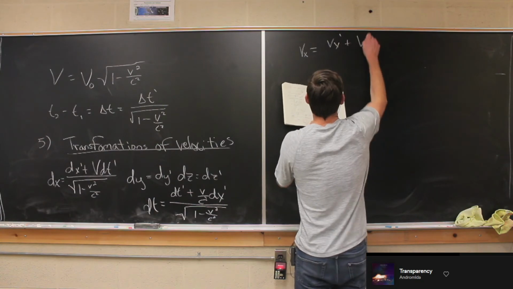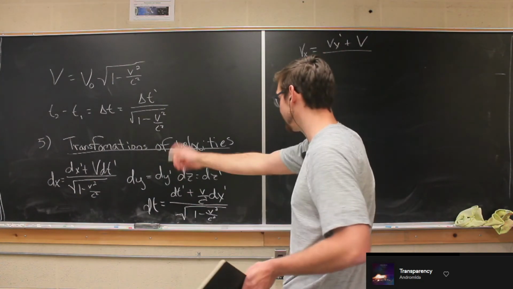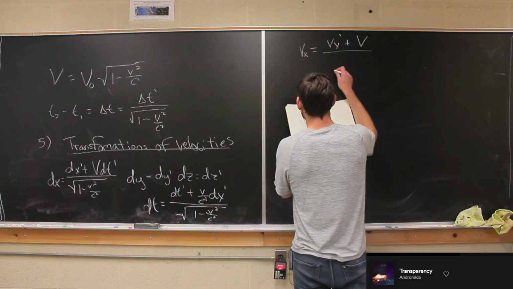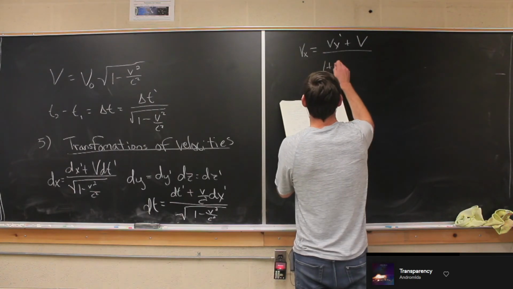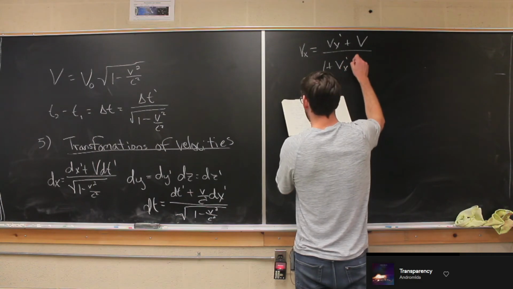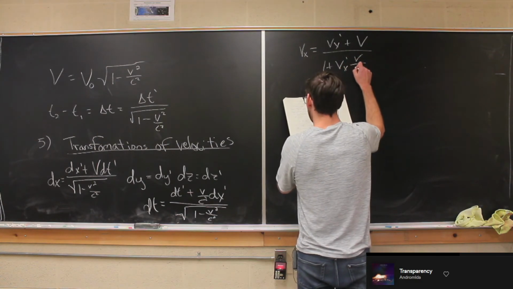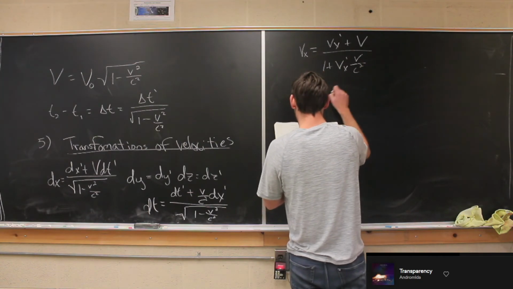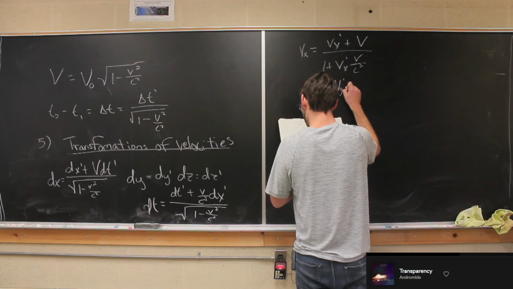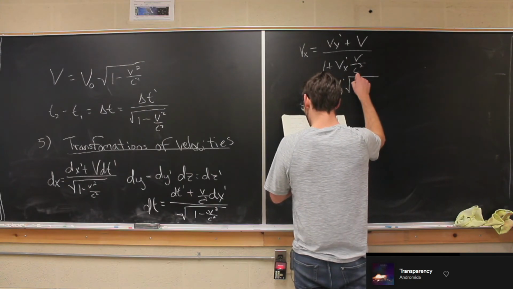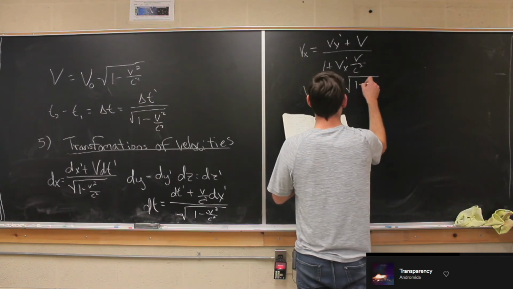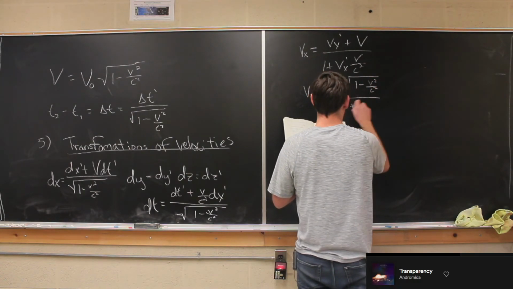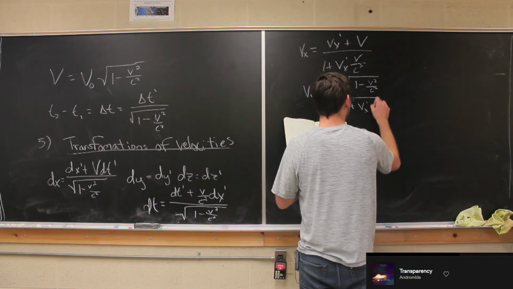Vx prime plus v. Again, we're just dividing the two, and this is what we're getting as a solution to all of these, over 1 plus Vx prime V over c squared. And then Vy is equal to Vy prime times the square root of 1 minus V squared over c squared, divided by 1 plus Vx prime v over c squared.